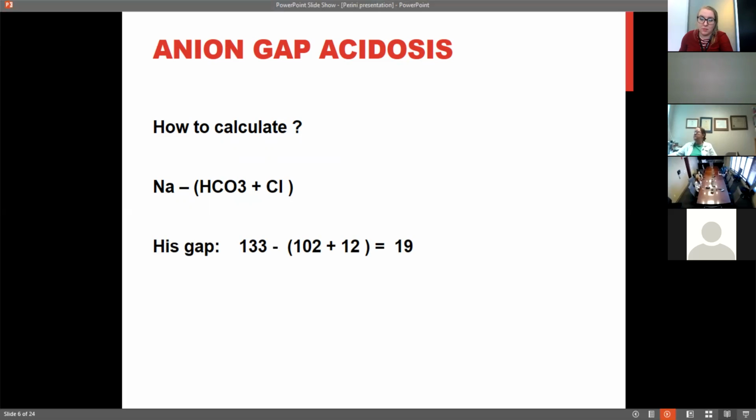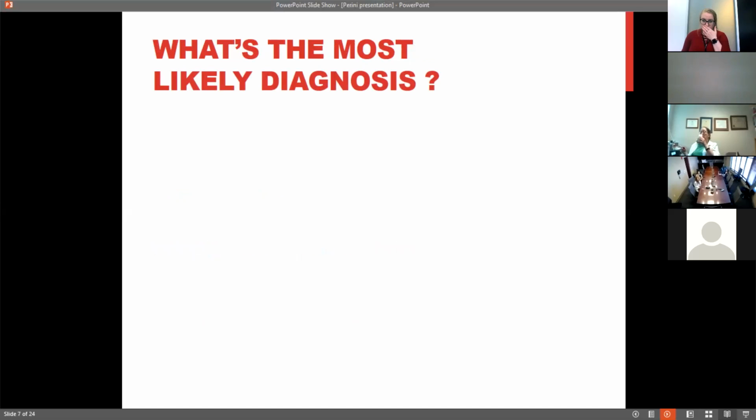So different labs will say anion gaps have different ranges. I just remember 12. If it's 12 or up, it's a wide gap. If it's below that, it's a normal gap. So this person's gap is 19. Their glucose is 412. He has large ketones in his urine. And next slide. So what do we think is the most likely thing going on for this guy?